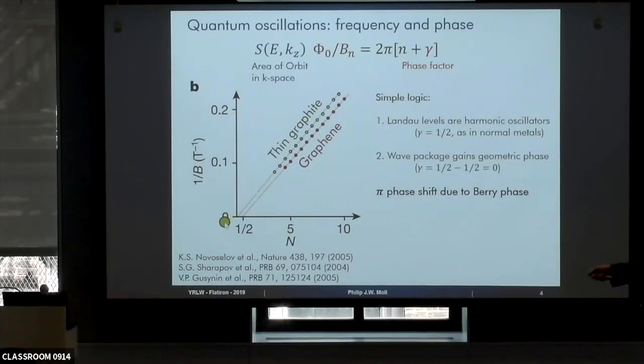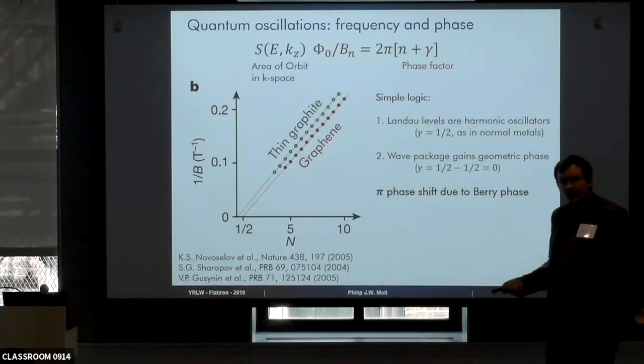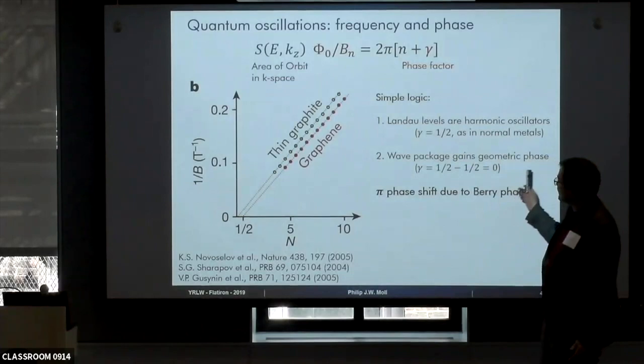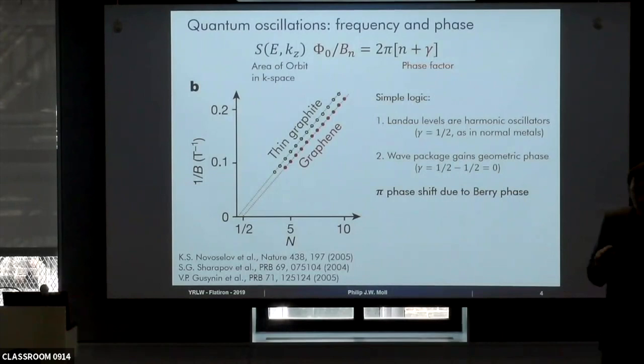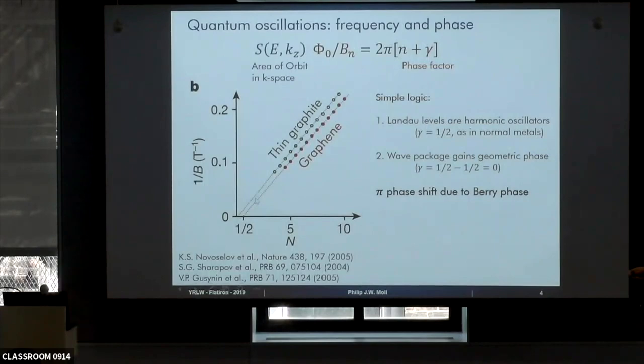So you could do some simple math and say, okay, I have a harmonic oscillator, essentially. My phase term should be a half. Now I have the additional geometric phase of another half and I get zero. That is, of course, oversimplifying a lot. What you really need to be doing is to compute the Landau level spectrum of the Dirac equation, and then you would find that this phase should be zero. But very generally speaking, this is the logic, and it really doesn't work.